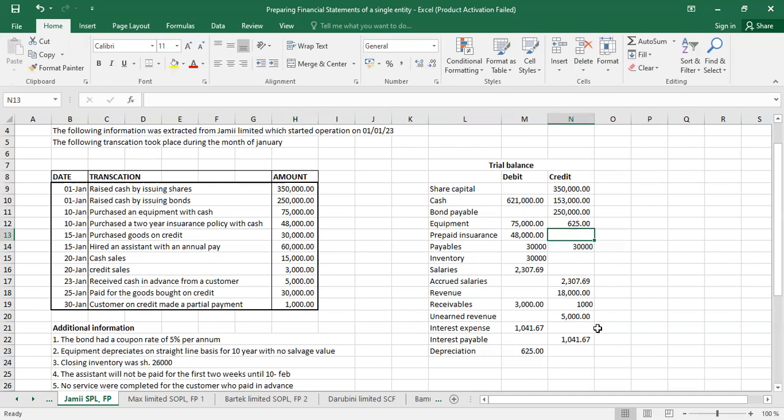Then we go to note number 3, which says the closing inventory was 26,000. You remember how we entered inventory in the last example?